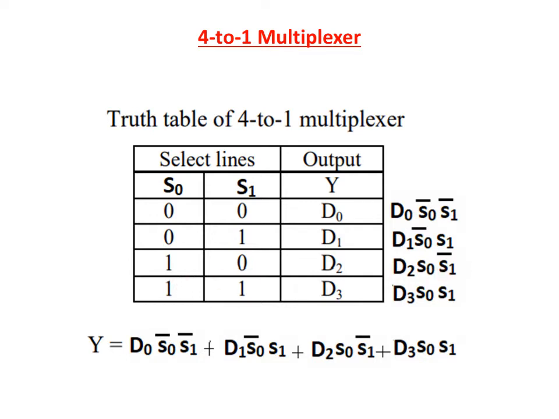Now the selection inputs are the 1 1 combination. The input D3 is selected. So the expression at this position is D3, S0, S1. So the final expression is the sum of all these combinations.